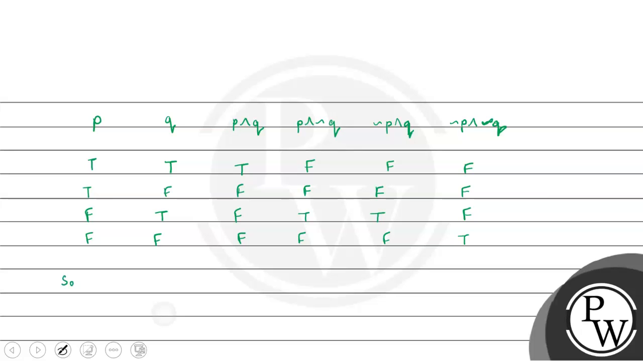So we see that the given relation is logically equivalent to option D, which is what? Not P and not Q.